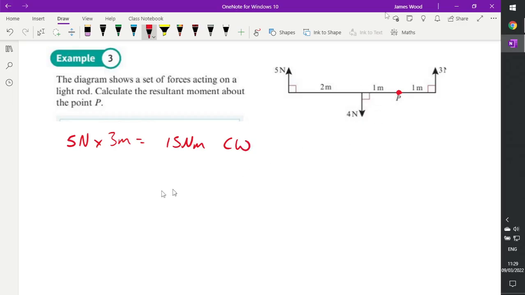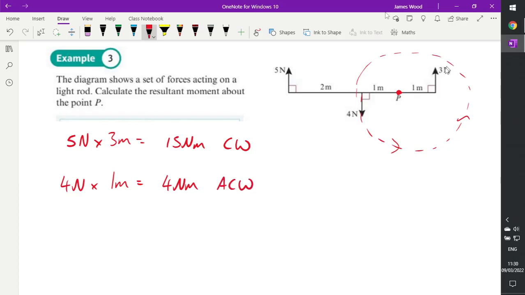I've got the 4 newtons here, which is a distance of 1 meter away. And these are all perpendicular, so this makes this quite easy. So that's obviously 4 Newton meters. But the 4, that's forcing it to rotate this way, right? So that is anti-clockwise.